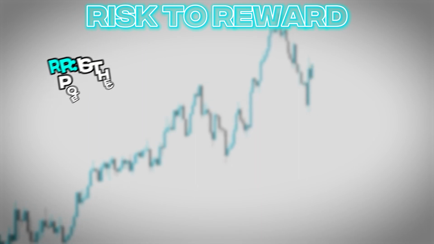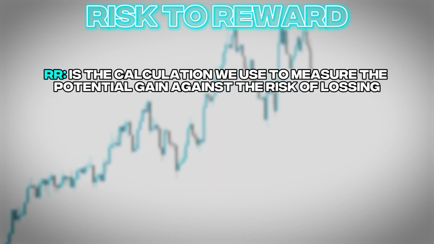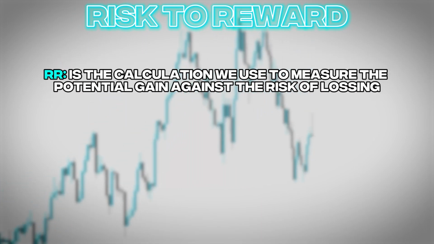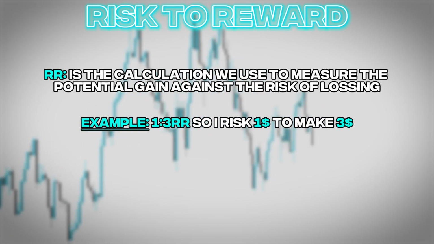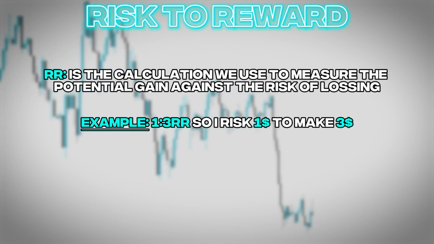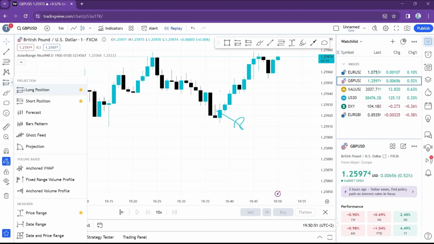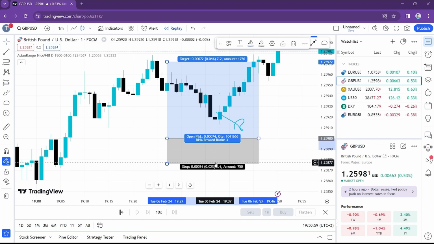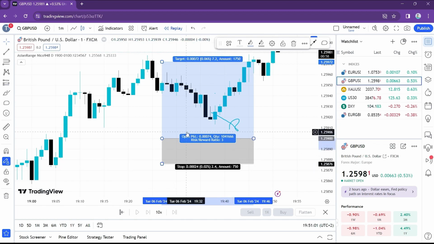RR or risk to reward is the calculation we use to measure the potential gain against the risk of losing. For example, let's say I have an RR of 1 to 3. In this case, I risk $1 to make 3, so our trade will look like this. So you see, if price goes against me, I lose $1. For example, if price goes in my direction, I get $3.